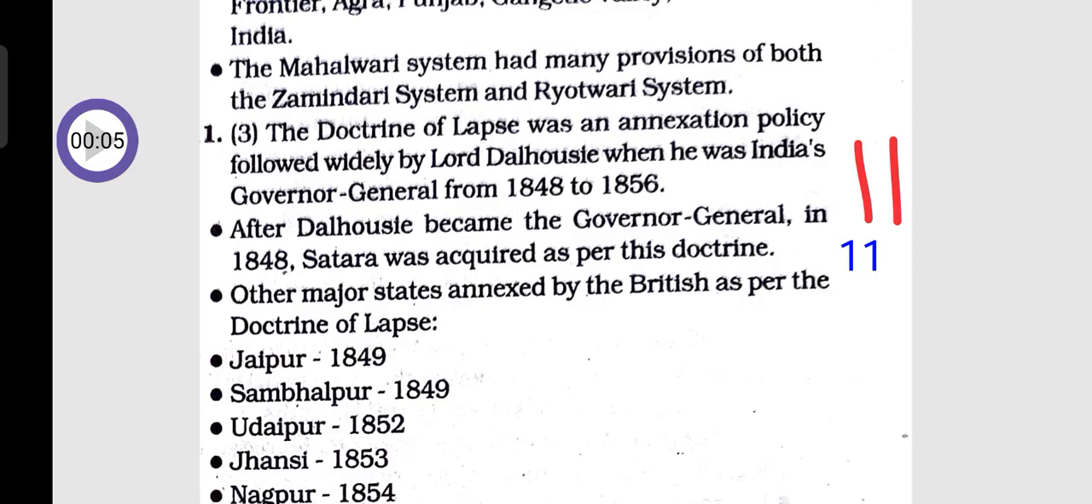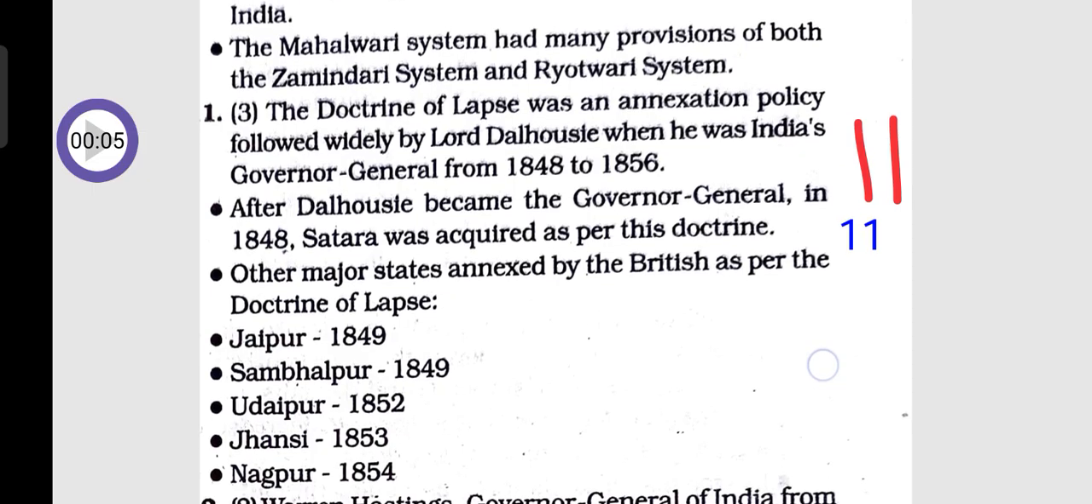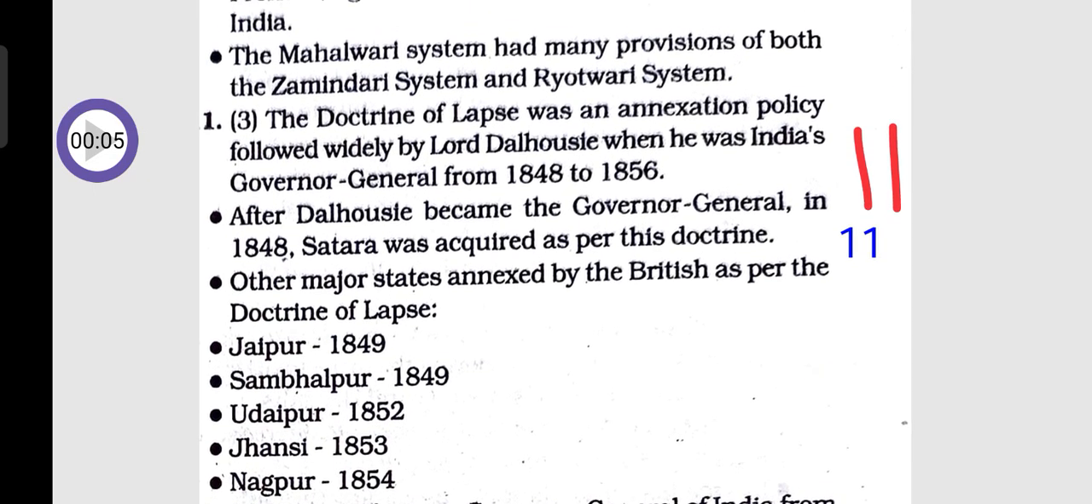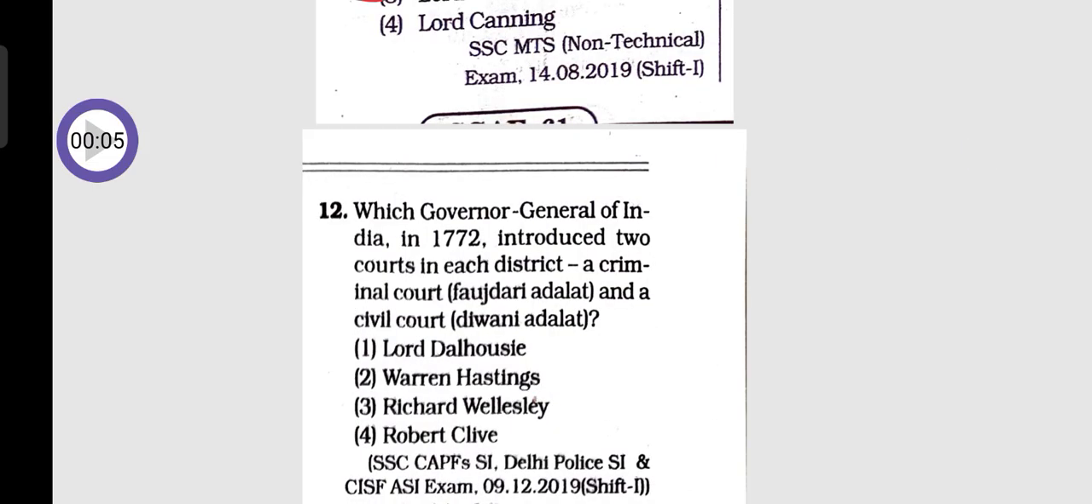Other major states annexed by the British as per the doctrine of lapse were Jaipur in 1849, Sambalpur in 1849, Udaipur in 1852, Jhansi in 1853, and Nagpur in 1854. Question number 12. Which Governor General of India in 1772 introduced two courts in each district, a criminal court and a civil court?